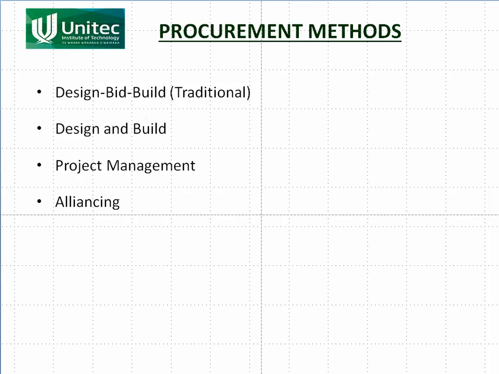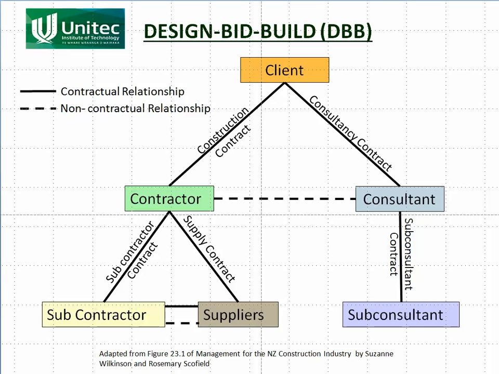So we've got design, bid, build, or DBB, which is what we've been looking at up until now. That's the traditional way of progressing a project, of procuring a project. Then we've got design and build, project management and alliance. We're going to look at each one of those in turn. First of all, let's look at the design, bid, build, the DBB. This is the one that we've been looking at up until now.